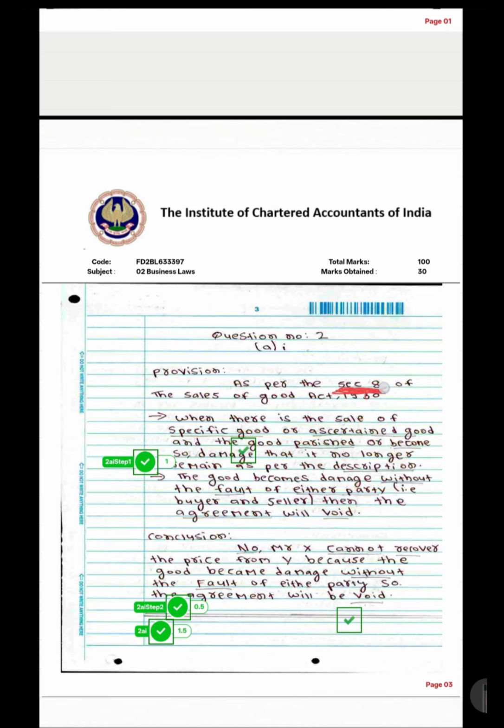So this is the mistake that the checker has found, and because of this the checker hasn't allotted me good marks. You can see here, although I have written everything neat and clean, underlining the keywords, I was still not able to score the marks.